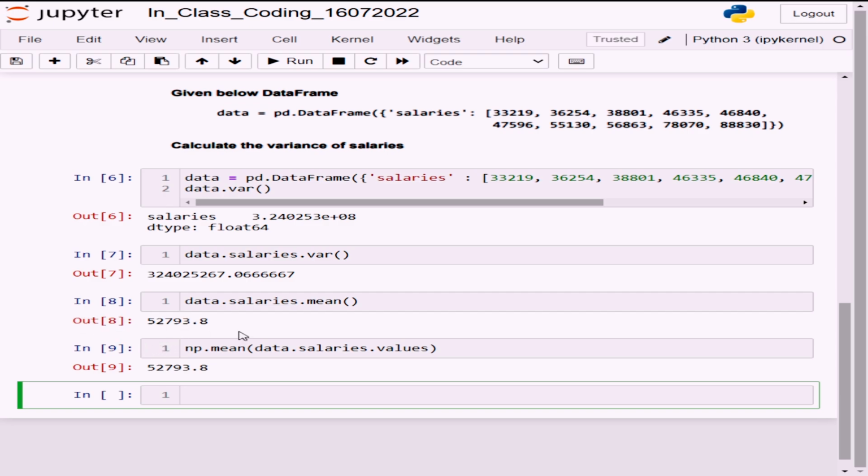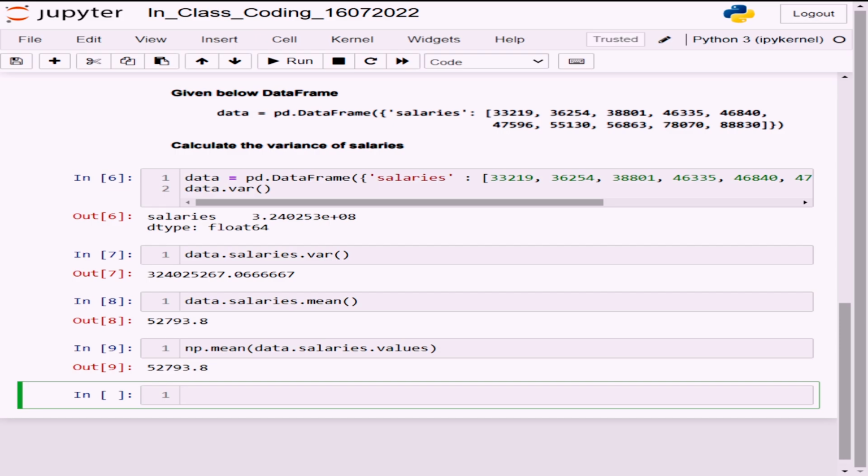So the outputs at line number 8 and line number 9 are the same, indicating that irrespective of which tool you are comfortable with, you can call it. This is the first part which I want you to remember. Recall the concepts.